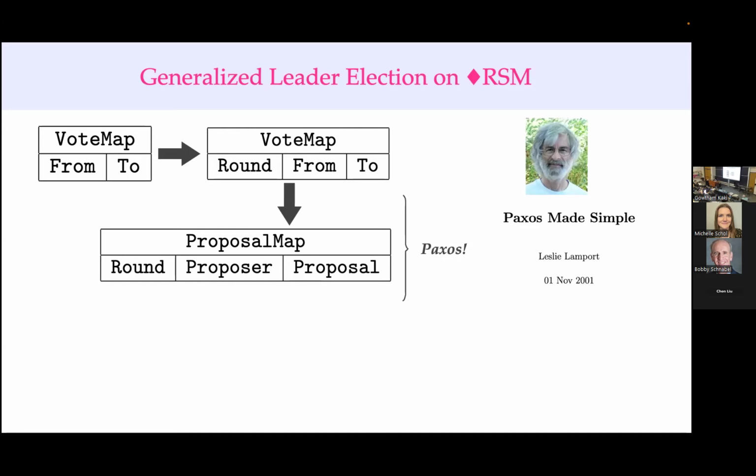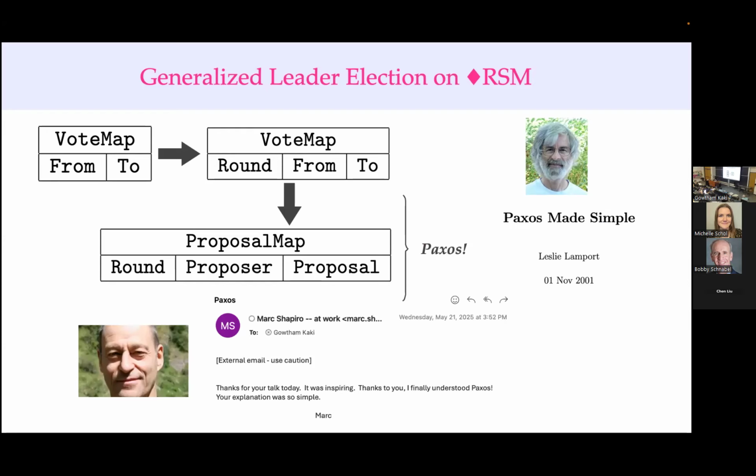So this version is a little bit simpler than the version that Lamport presented back in 2001. I presented this at the VDS conference in Morocco a few months ago. Marc Shapiro is one of the legends in distributed computing, and this is what he mailed me at the end of the day: thank you, I finally understand Paxos, because this was much easier to understand, right? So cognitively, this is much easier to understand.